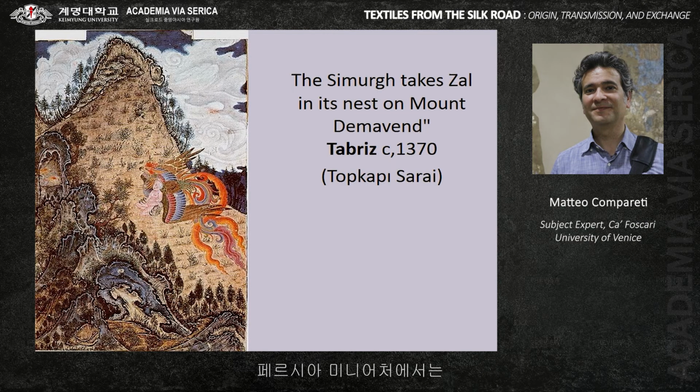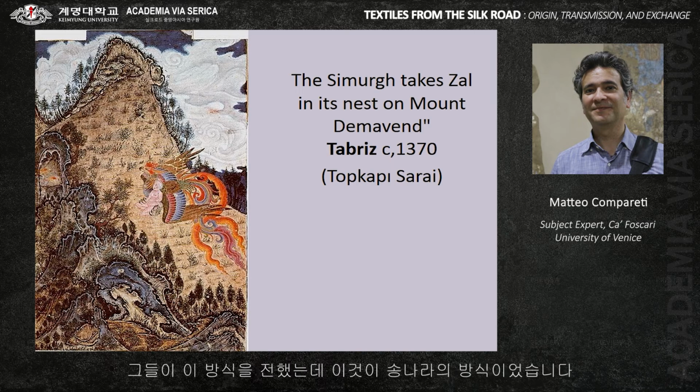In Persian miniatures, the Simurgh is always a kind of Chinese Feng Huang or phoenix, like in this painting from the 14th century. We have many Chinese elements here. The Simurgh, which is a phoenix practically, the rocks, the clouds, everything is telling us that there is a very strong Chinese presence, Chinese influence here. Because when the Mongols conquered everything, they exported this style, which is the style of Sung China.